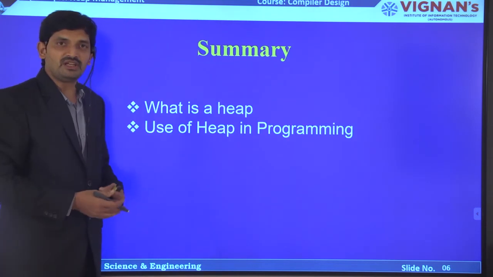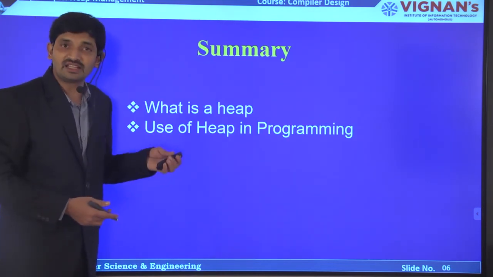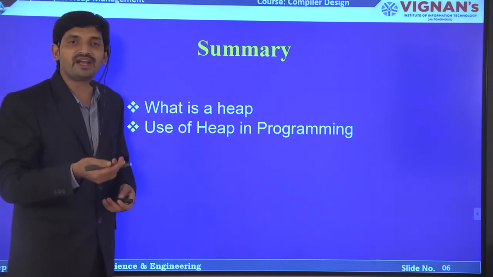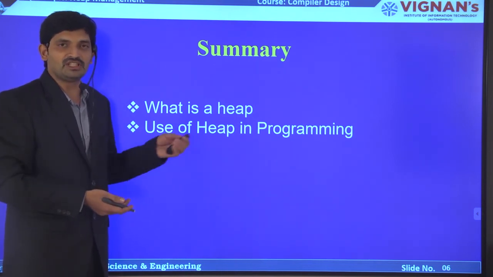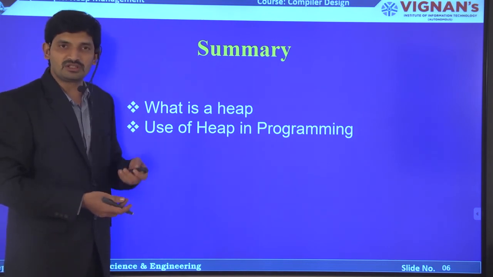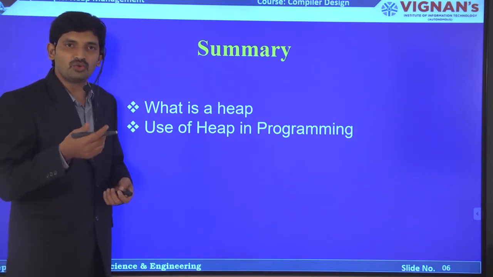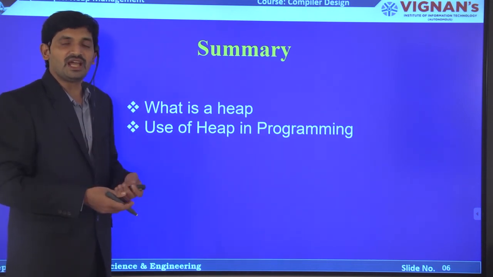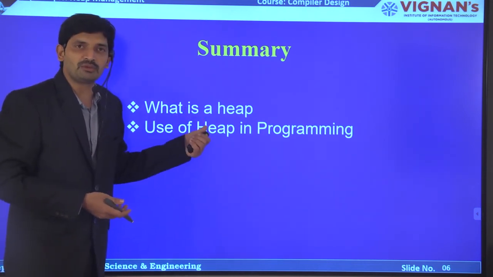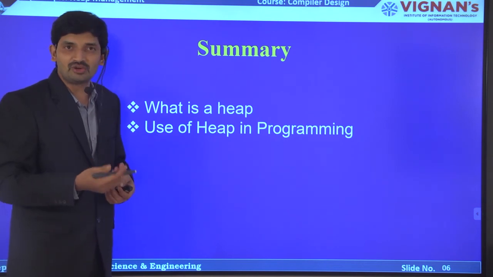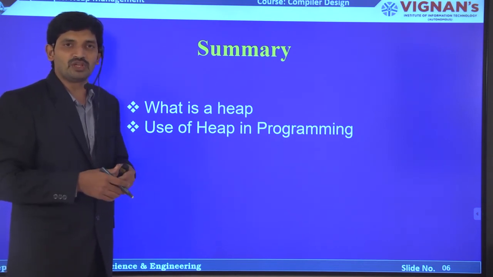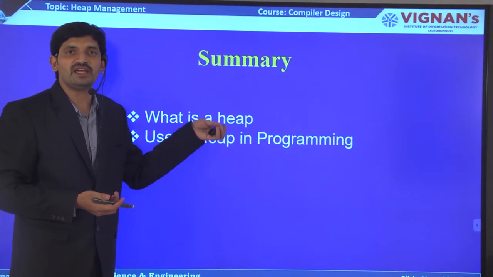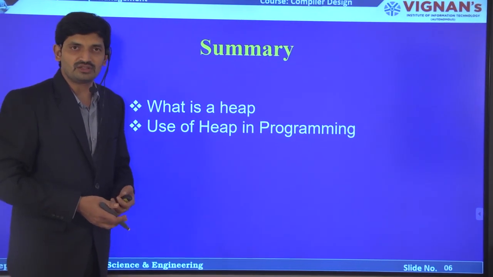And come to the summary. Here we learned what heap memory management is and how we allocate and deallocate memory for this particular heap. When the program is at runtime, we assign some memory depending upon the need of the user, and if there is no need for the memory, we deallocate such memory. That means we free such memory. That freed memory can be used by another program. Okay, thank you.